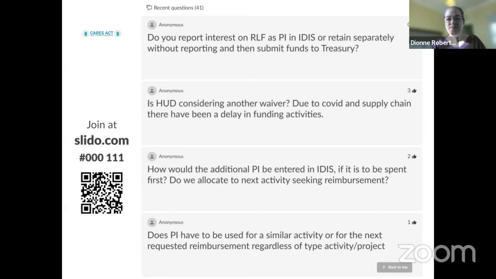Correct. Kind of jumping around. Let me see if I keep following. Do you report interest on a revolving loan fund as program income in IDIS or retain separately without reporting and then submit funds to Treasury? I don't know the answer to that. I don't either. I would suggest again that you submit a question in the IDIS Q&A to get that specific answer.